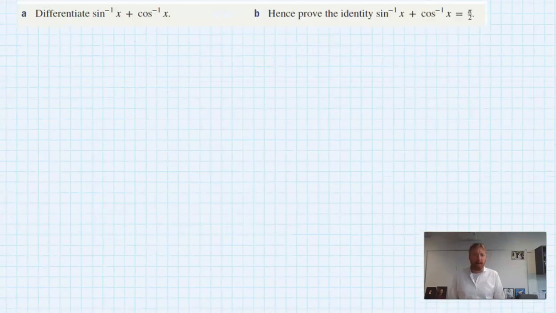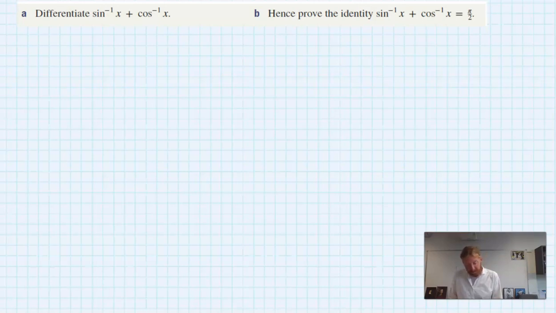All right, last example is this one. I like it. It's nice. Differentiate that. Pretty straightforward. Hence prove the identity. This is the bit I like. I like this identity because this is an angle and this is an angle. I know that sine and cosine are complementary, so of course they're going to add to pi on 2 or 90 degrees. If I could put in any value I want, but obviously that's not good enough and I have to prove it for every single case.